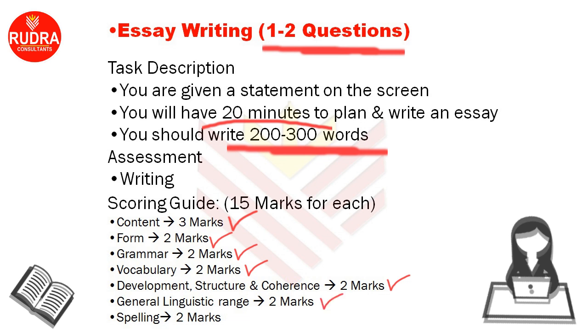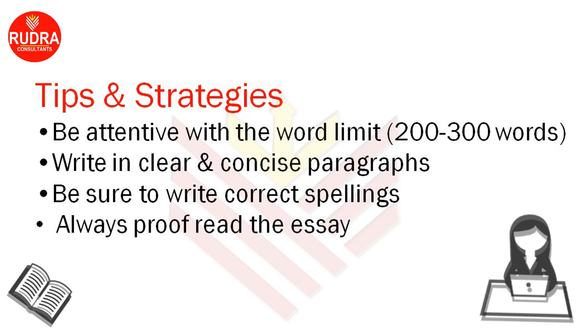Sixth is general linguistic range, which means conveying clear ideas and using complex sentences and vocabulary. And last is spelling. Consistently use the same spelling conventions. And now we are sharing some tips and strategies. First is be attentive with the word limit, 200 to 300 words. Second is write in clean and concise paragraphs. Third is be sure to write correct spellings. And fourth is always proofread the essay.